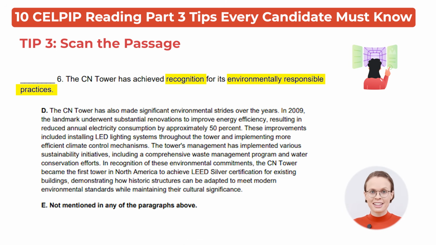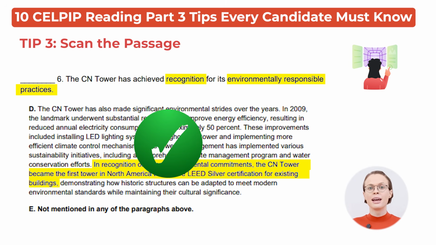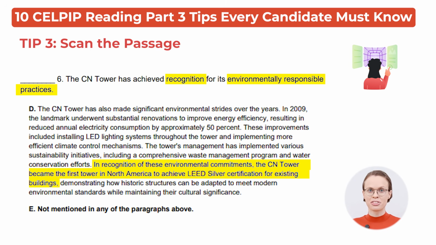Finally, paragraph D says, in recognition of these environmental commitments, the CN Tower became the first tower in North America to achieve LEED Silver certification for existing buildings. So paragraph D is the correct answer. Notice how recognition appears directly, while environmentally responsible practices is expressed as environmental commitments and LEED Silver certification. The CELPIP reading test often uses paraphrasing to assess your English skills. This systematic scanning from beginning to end ensures you don't miss the answer by jumping around randomly.